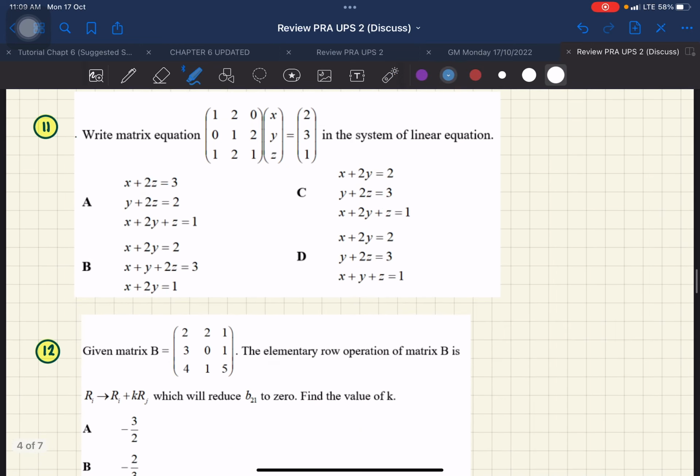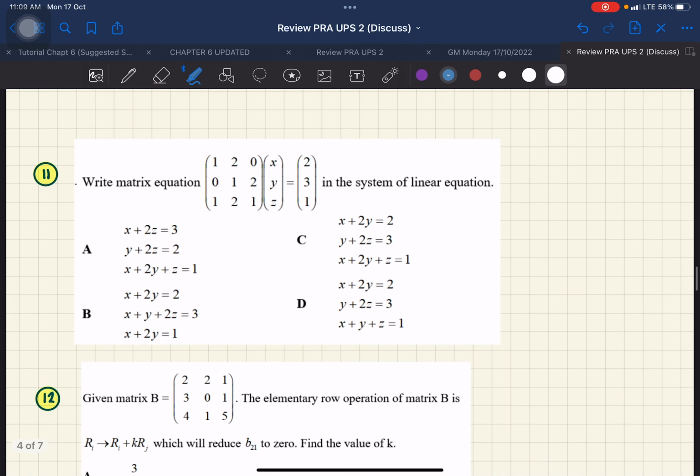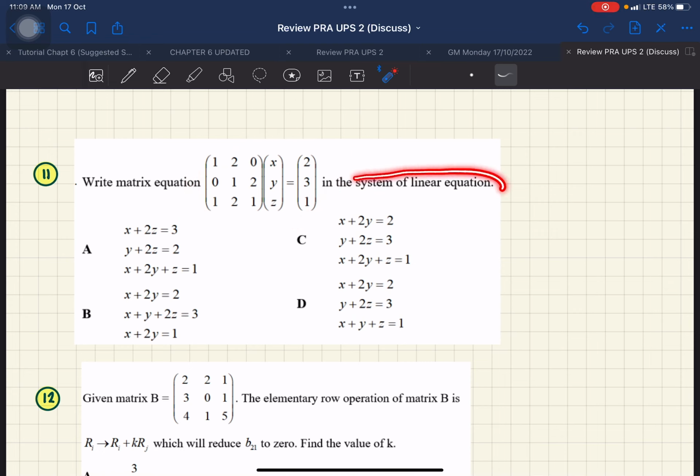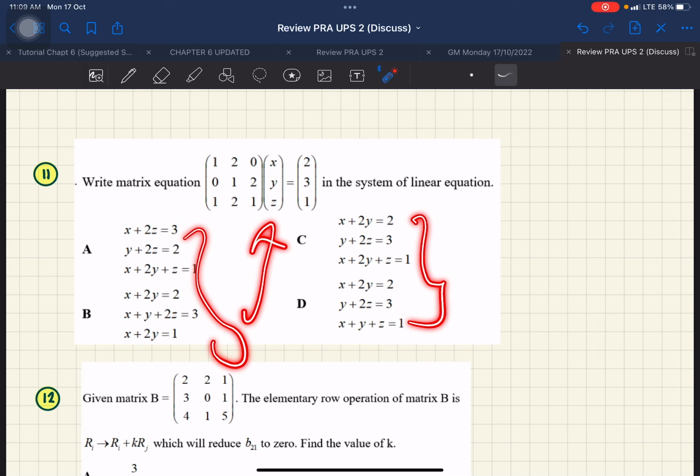Okay. So, next one, number 11. Number 11 ni pun ada juga yang salah. Ni careless biasanya, kalau salah pun. Sebab soalan ni, dia just minta awak tukarkan bentuk ni kepada system of linear equation. Normally, you change this system of linear equation into this matrix form. Maksudnya, awak tukarkan yang ini kepada yang atas ni.